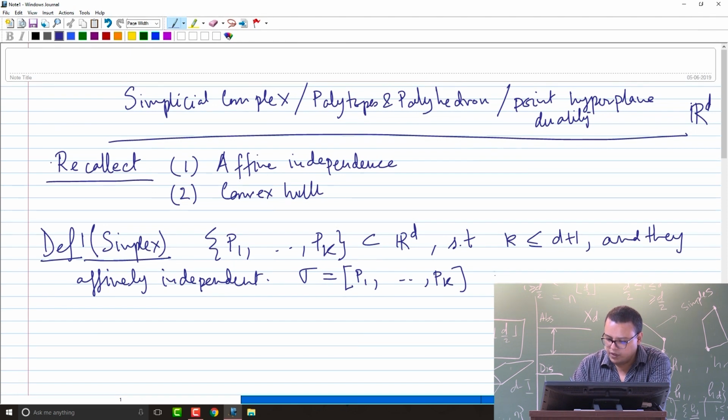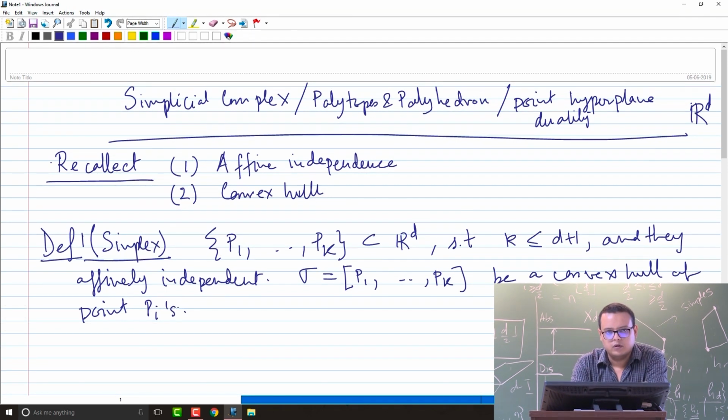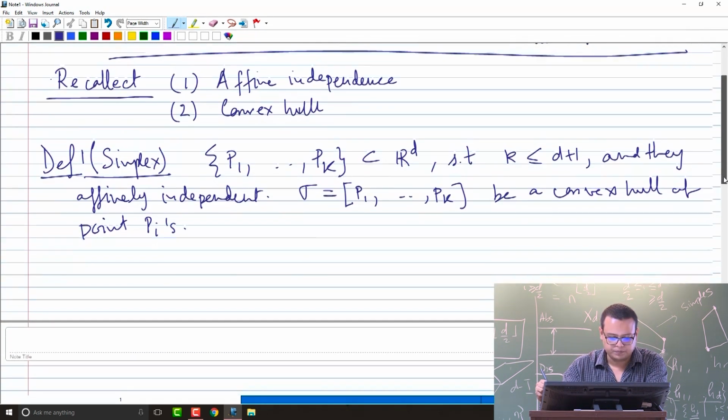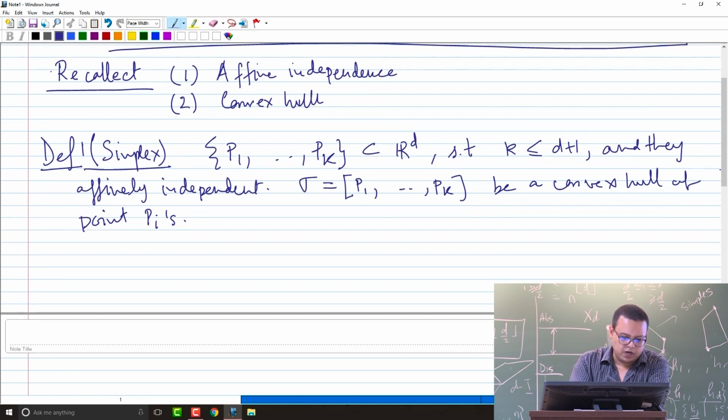The simplex sigma will be the convex hull of the points Pi. So what are we talking about? If it is only one point P1, then it's just a point. If there are 2 points, then it will be the line segment connecting the points. If there are 3 points P1, P2, P3, then it will be the triangle.